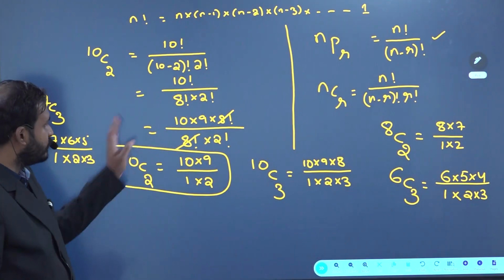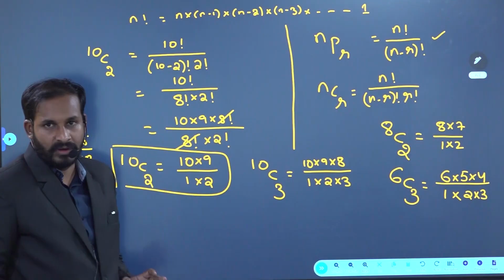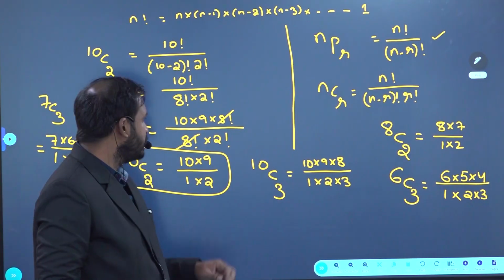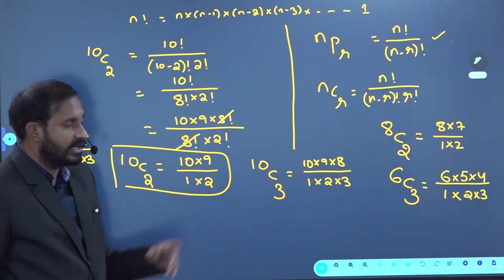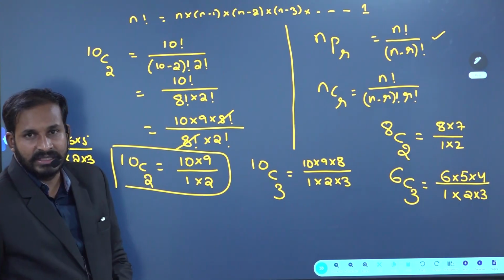Understood? This is the shortcut to write the combination formulas. No need to do all these things and solve to get the final answer. Directly try to write in this manner.